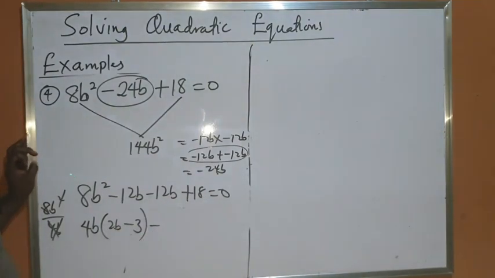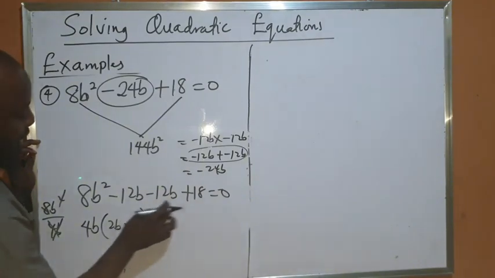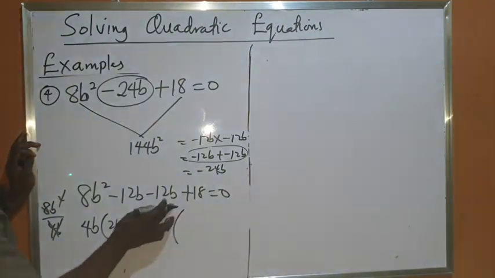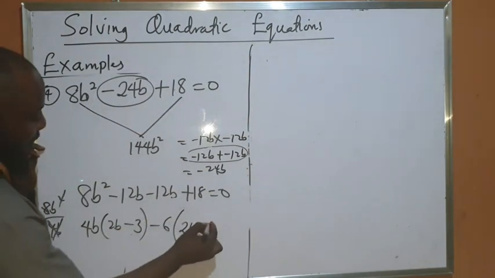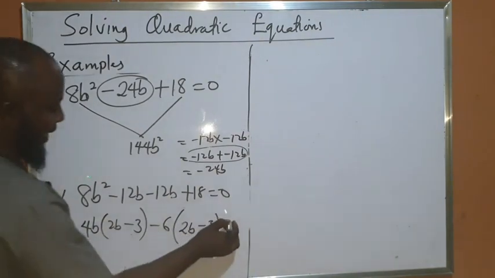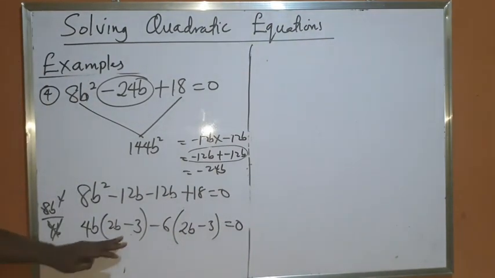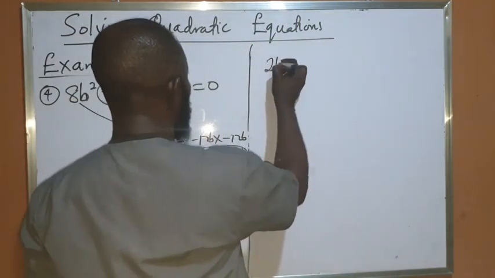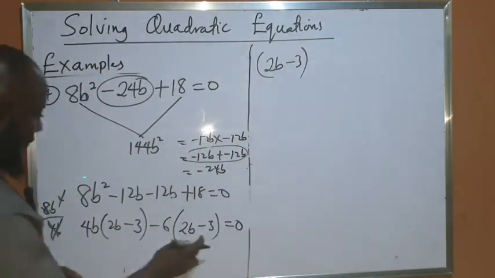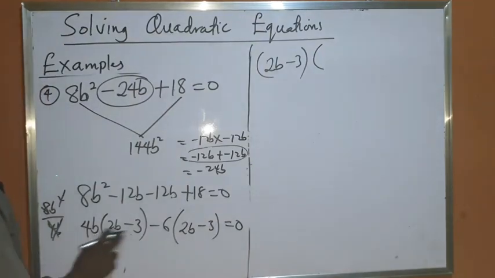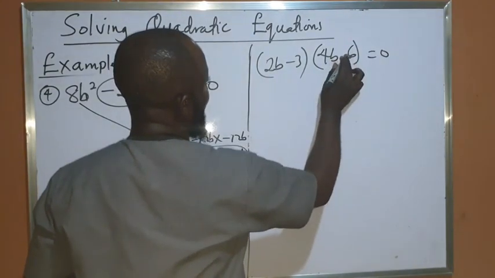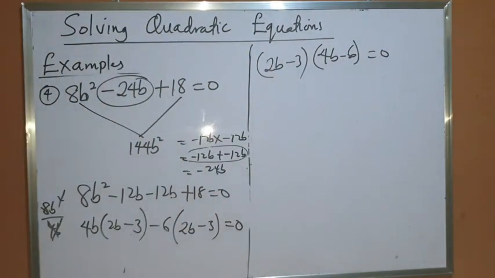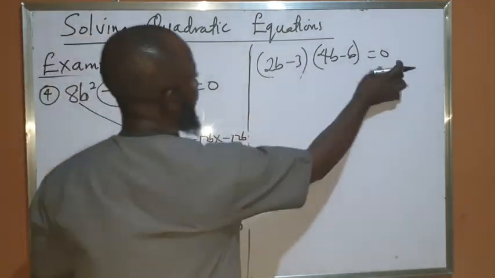Now what is common here is 6. Yes, 6 can go into both of them, so we factor out minus 6. When you divide this one by minus 6, it will give us 2b. Then when you divide this one by minus 6, it will give us minus 3. You notice that what we have in the brackets are the same. So the brackets here and the brackets here are the same, so they are correct. We're going to have 2b minus 3. We pick one of these and factor it out, then we combine the others. So that's going to be 4b minus 6. Everything equals 0.